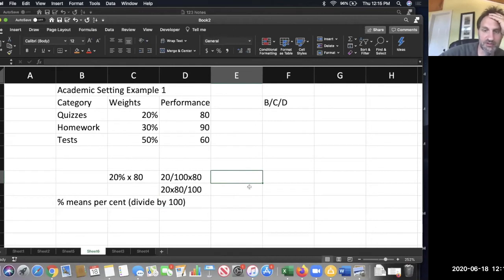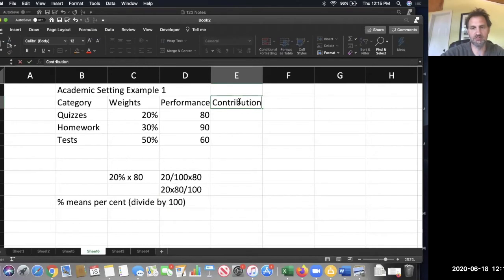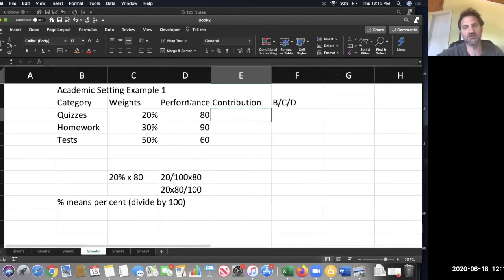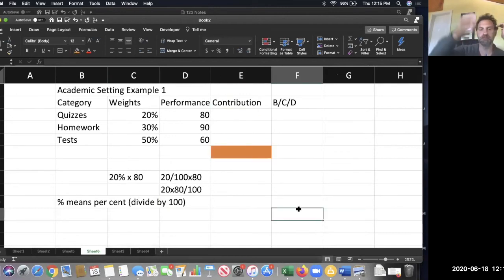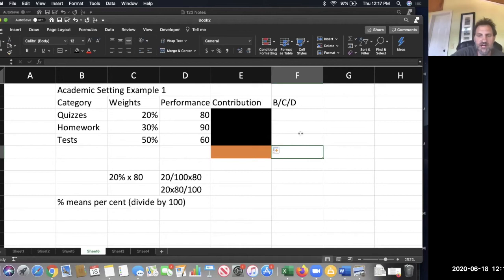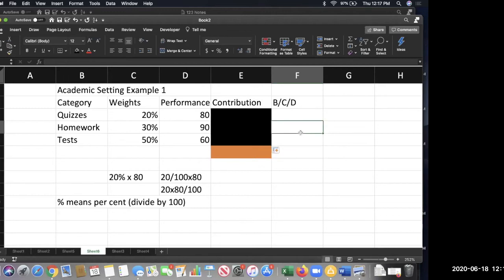That's the number that you would get here, and I'm going to call this the contribution column, because it's what each category contributes to their final grade. Okay, so go ahead and see if you can multiply across and add down. I'll give you a minute for that. Let me know if you're struggling. Need more time?